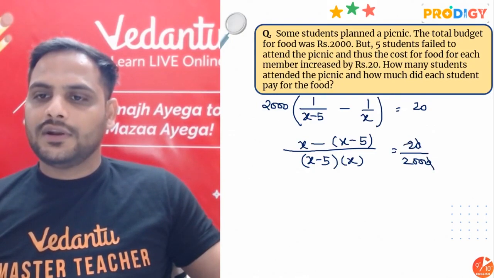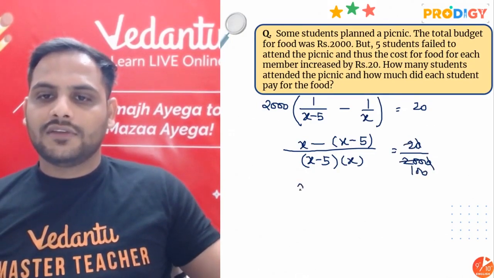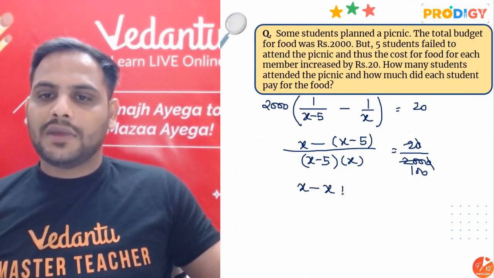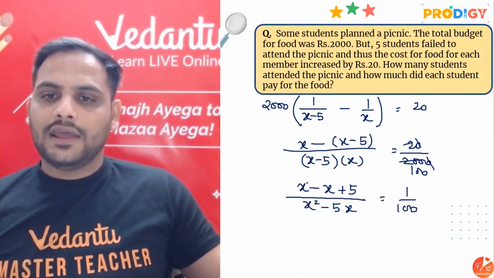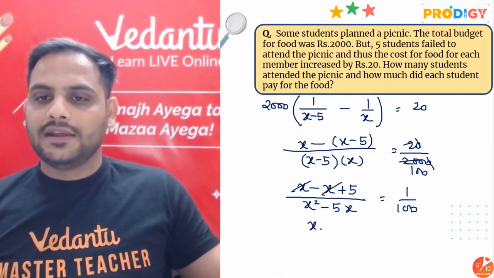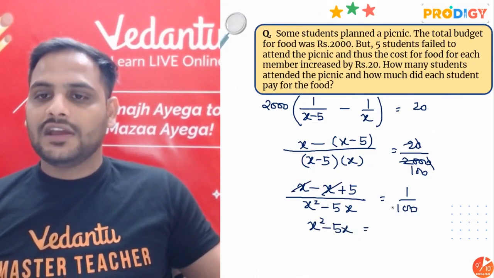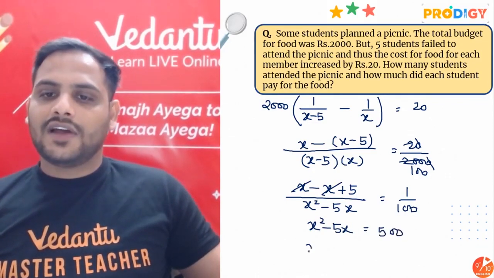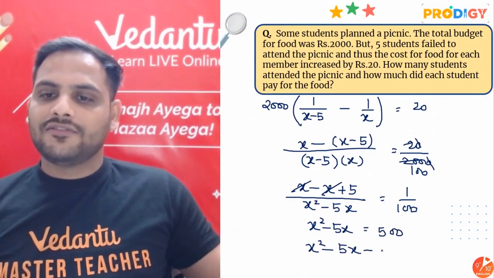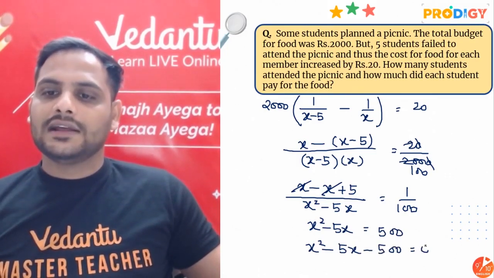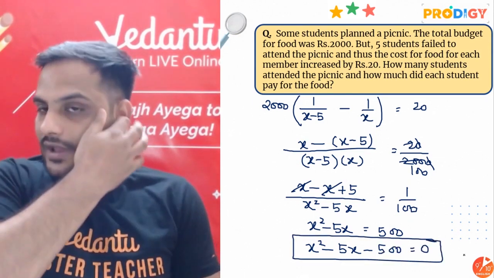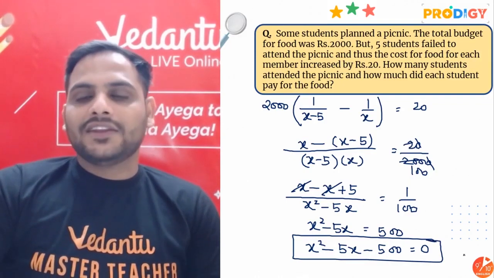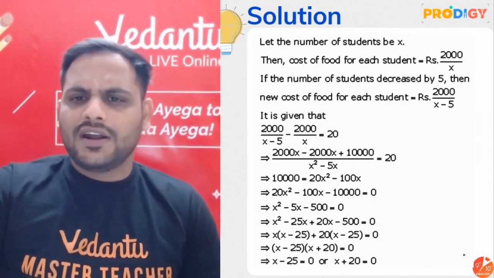This got cancelled 100 times. Here we are left with x minus into minus is plus 5 divided by x square minus 5x is equal to 1 upon 100. X minus x got cancelled. Cross multiply, we can say x square minus 5x, 100 into 5 is 500. So finally x square minus 5x minus 500 is equal to 0. Okay beta? This is your quadratic equation.